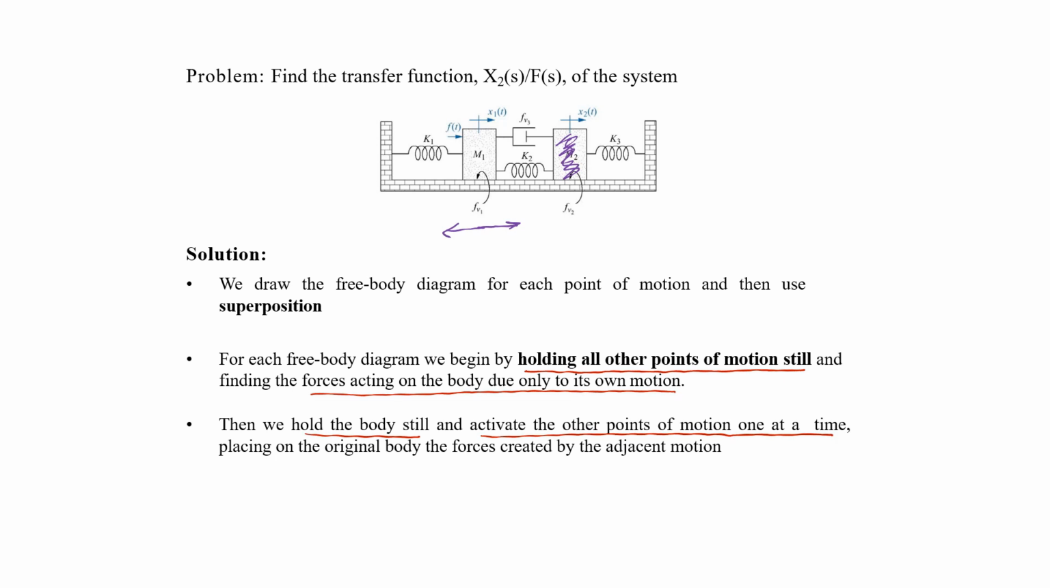Now I will note down all of the forces acting on M1. After this, I will hold M1 still and move M2, which again can be moved in this direction as well as in this direction. But we will only note those forces which act on M1. And similarly, we will repeat the process for M2 as well.